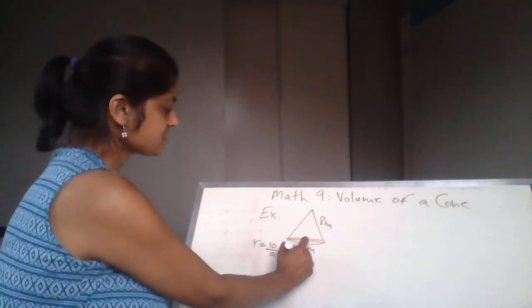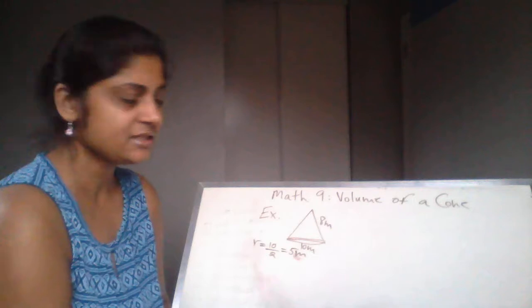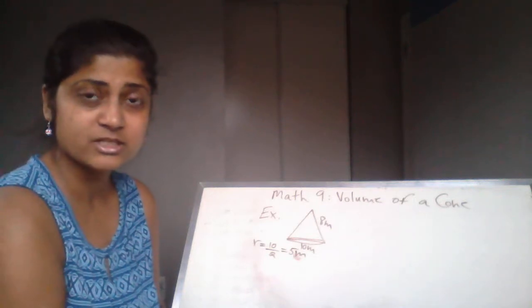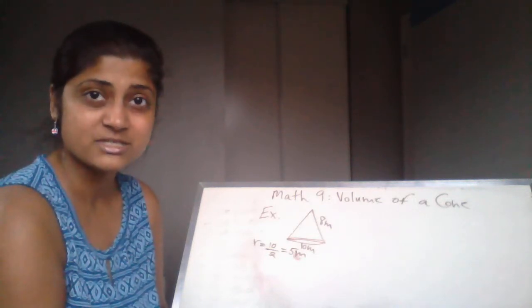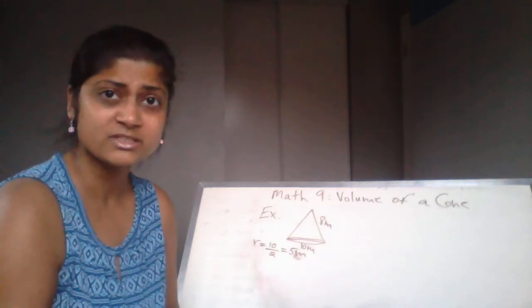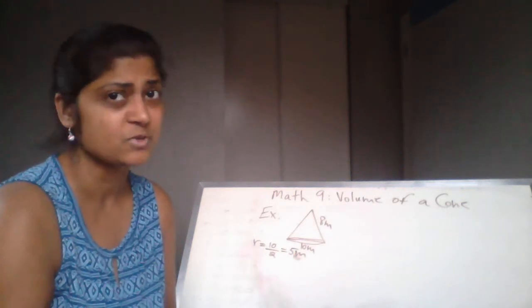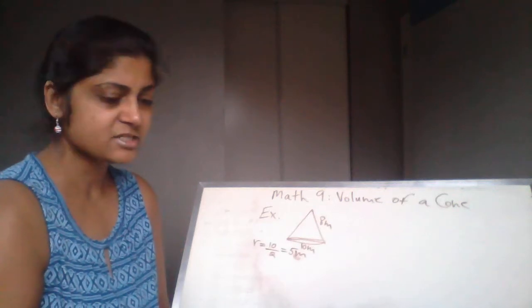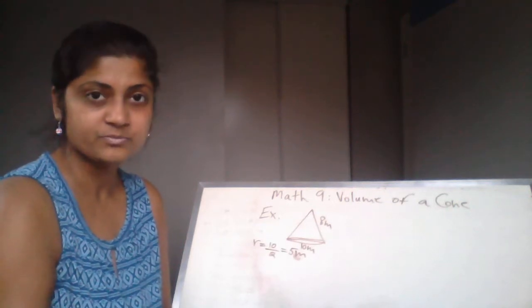Oh, and the radius is 5 meters. Okay, so even when you're doing these calculations, make sure everything is in meters at the end. Don't forget to put the units down, okay? We don't want the teacher taking off marks for something really small like that. Alright, so we have to find the volume, okay?